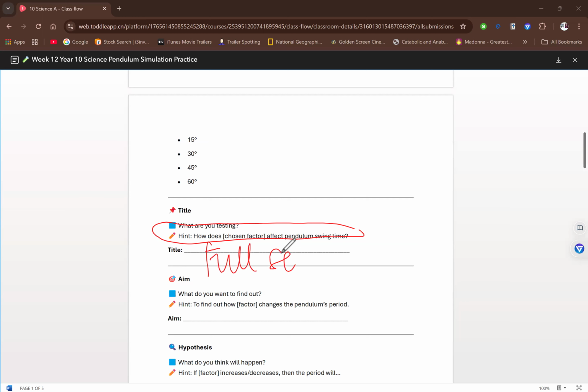All right. And then the aim is just what you need to do, and you repeat what you have written for your title, but you change it to find out, to investigate how the different length of pendulum affects pendulum swing time. Every single time you write something, you can paraphrase your sentences. The sentences may not be the same.